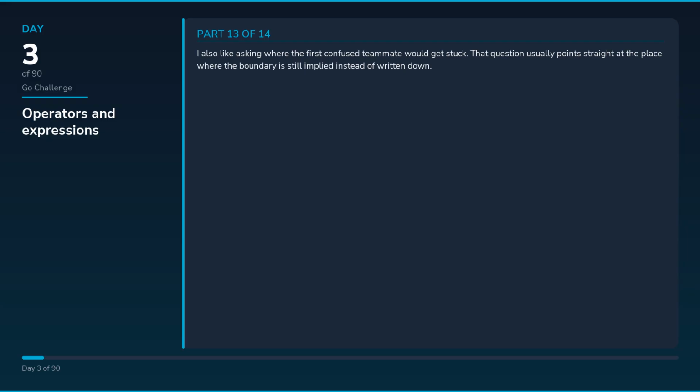I also like asking where the first confused teammate would get stuck. That question usually points straight at the place where the boundary is still implied instead of written down. When the code is shaped well, the packages, functions, and error paths tell the same story. When they do not, the mismatch shows up in review long before it shows up in production.